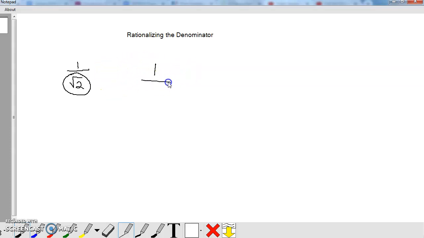So if I start with 1 over root 2, what I'm trying to do is get this to be a perfect square. Well, in order for it to be a perfect square, I need this to become a 4, because 2 times 2 will give me 4. So what I'm going to do is multiply the top and bottom by root 2, because as long as I multiply by a fraction of 1, it's not going to change my value.